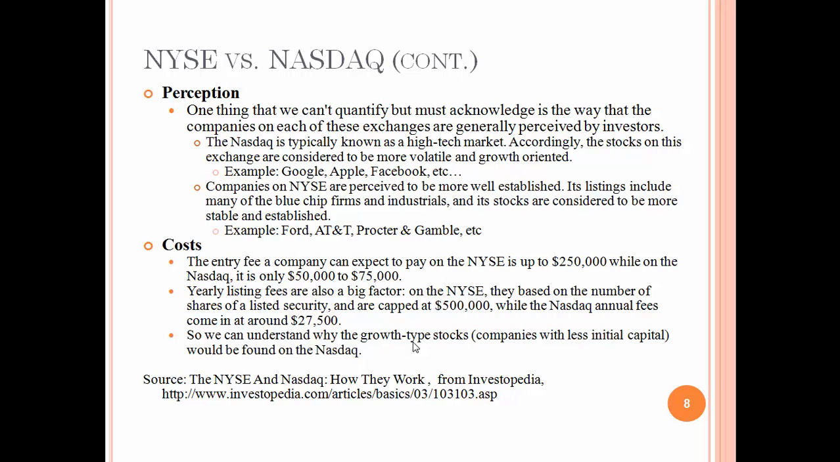Companies on NYSE, on the other hand, are perceived to be more well-established. So its listings include many of the blue chip companies and industrials, and the stocks are usually considered to be more stable and established. So for example, if you look at AT&T, Procter & Gamble, and Walmart, their stocks are listed on the NYSE. So they may represent a little bit more traditional, more mature companies, while NASDAQ represents a little bit more growth-oriented and high-tech companies.